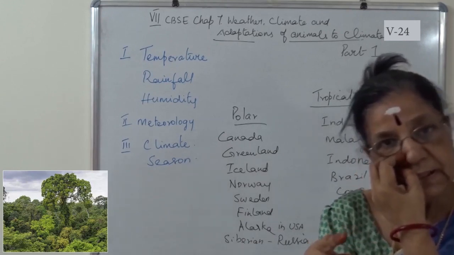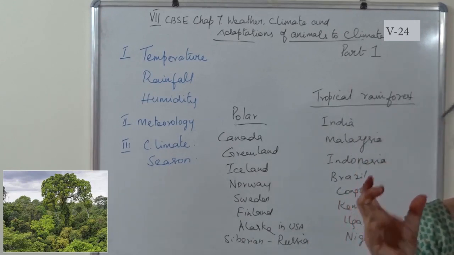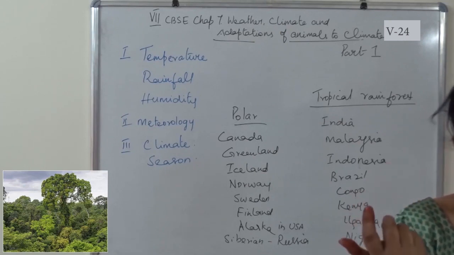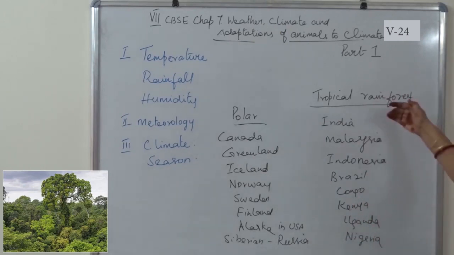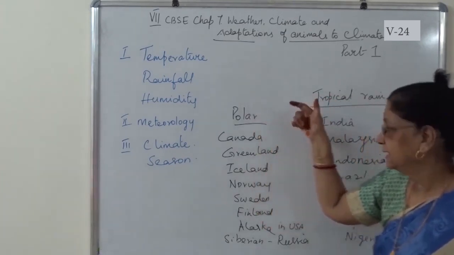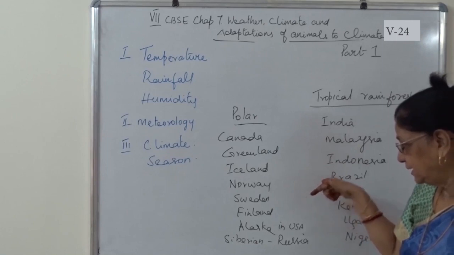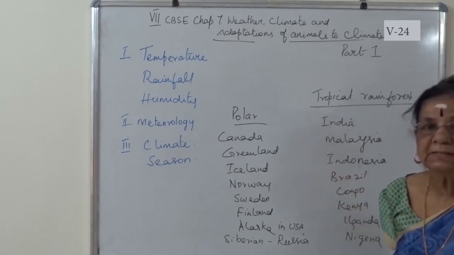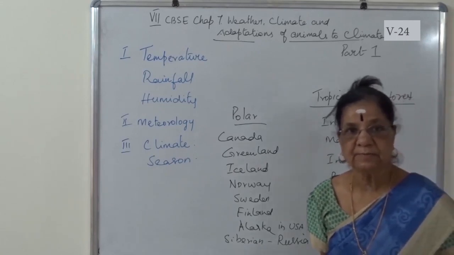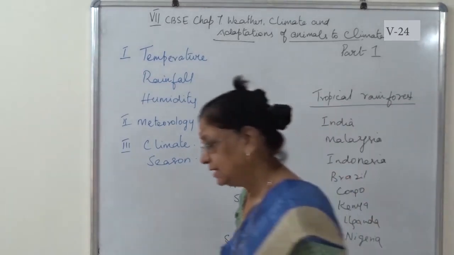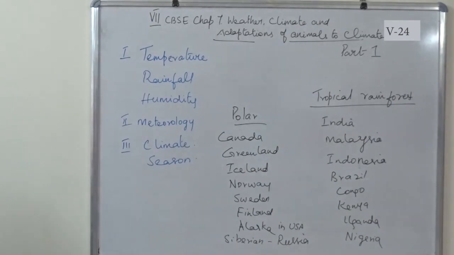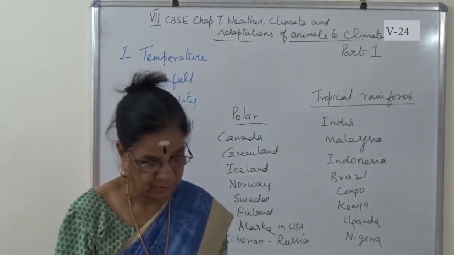So in a globe, in the earth, the equator portion is tropical region with these countries: India, Malaysia, Indonesia, Brazil, Congo, Kenya, Uganda and Nigeria. Whereas polar regions are Canada, Greenland, Iceland, Norway, Sweden, Finland, Alaska in USA and Siberia in Russia. I hope you are able to follow this. So this is for the places. Okay.